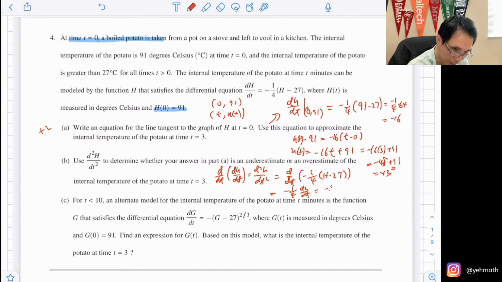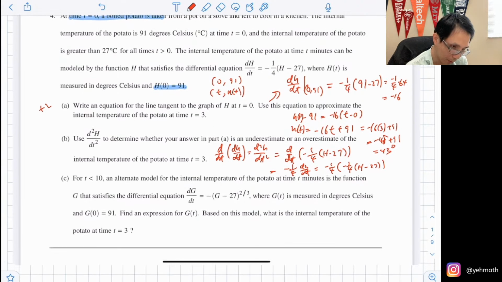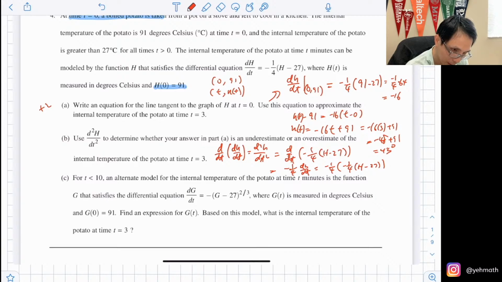And that's equal to -1/4 times dH/dt, which is what? Well, it's -1/4 times (H - 27). Does that make sense? I'll distribute that. So once I distribute that, d²H/dt² is equal to positive 1/16 of (H - 27).